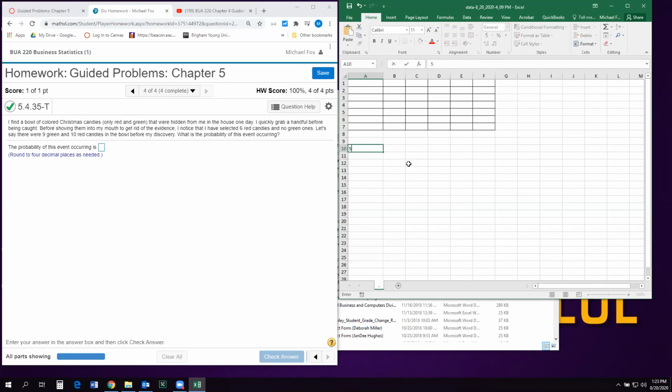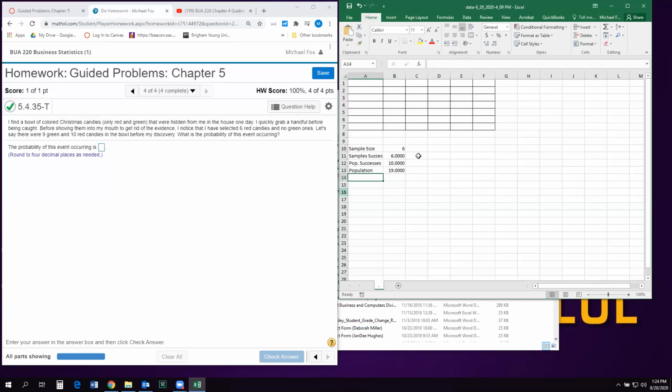So our sample size, or we could sometimes call that n, is 6, right? Because that's the number we picked out of the whole bowl. And our sample successes, and here we're defining successes as grabbing a red candy, is 6. And then our population success would be the number of red candies in the whole population, which is 10. And our population as a whole would be the number of candies in the bowl altogether, which was 19.